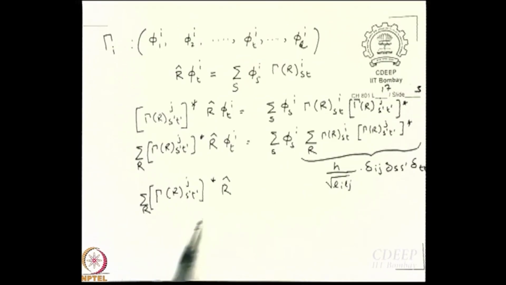Also, what is this? This whole thing is like an operator, isn't it? R is a symmetry operation and you are multiplying it by some matrix element and then summing it over all R. So this whole thing is like an operator. This is the mother of projection operator. Projection operator is going to come from here.